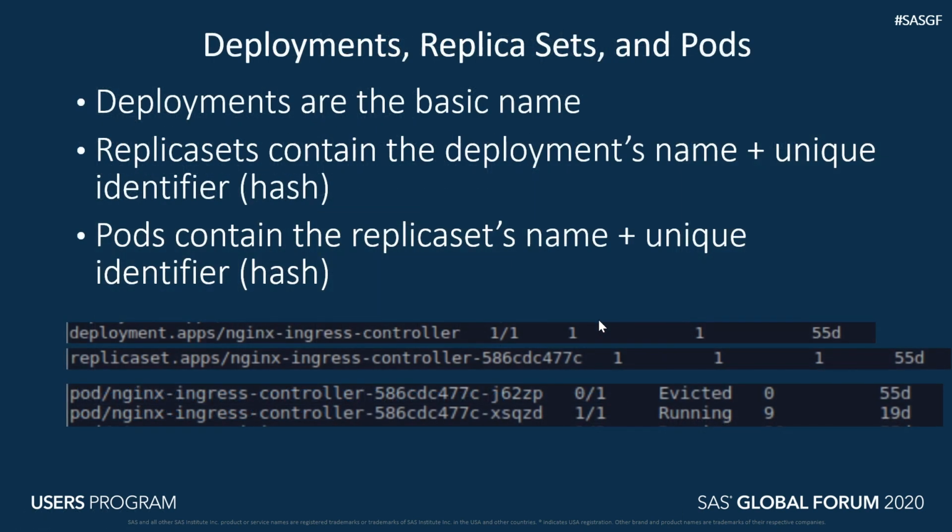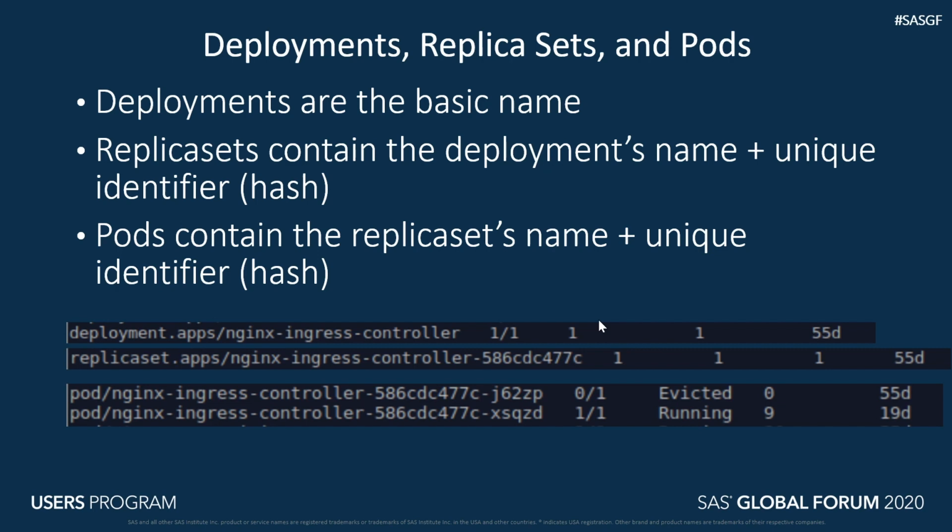So deployments are the basic name. Replica sets contain the deployment name plus a unique identifier. Pods contain the replica set's name plus a unique identifier. The point of this is simply to point out the hierarchy between them. At the higher level, we have a deployment with a specific name that we give it. Then the replica set, being a part of the deployment, gets its name based off of the deployment plus a unique identifier. And then pods contain the replica set name plus a unique identifier, some hash.